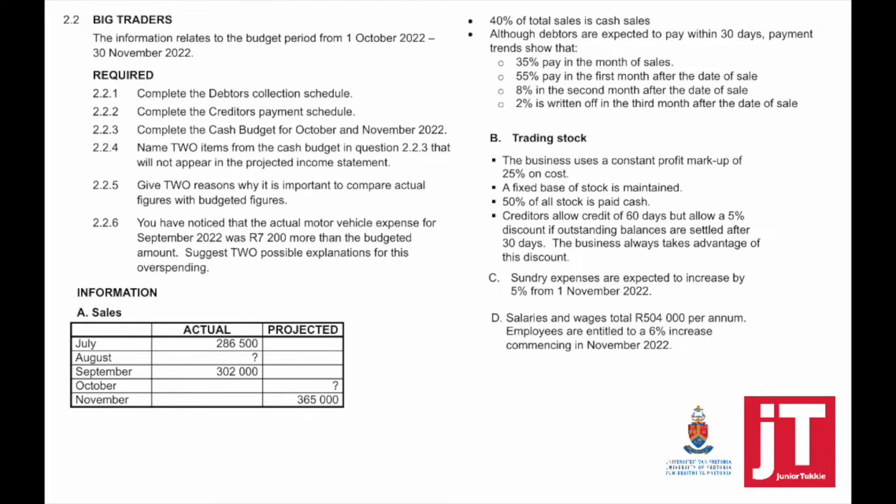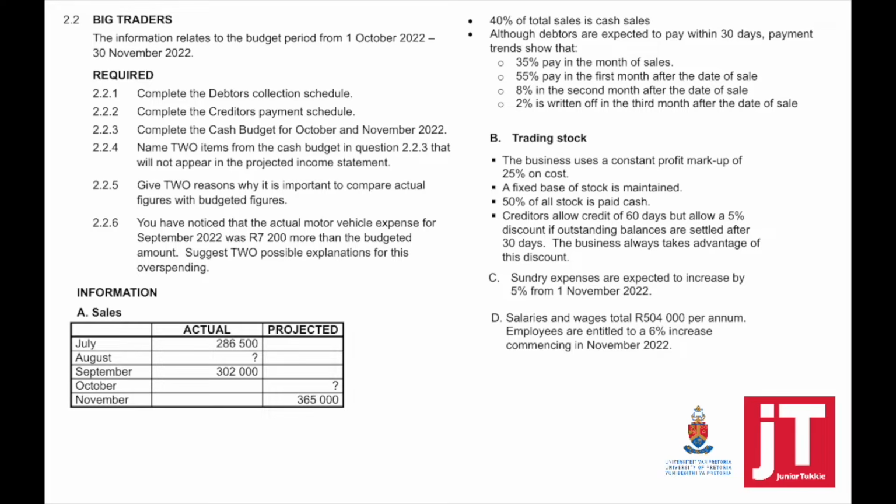Number 4, name 2 items from the cash budget in question 2.2.3 that will not appear in the projected income statement. So this question, you cannot just give any answer. It must be based on the cash budget that you've completed in 2.2.3. Number 5, give 2 reasons why it's important to compare actual figures with budgeted figures.